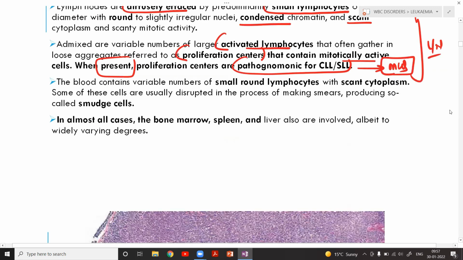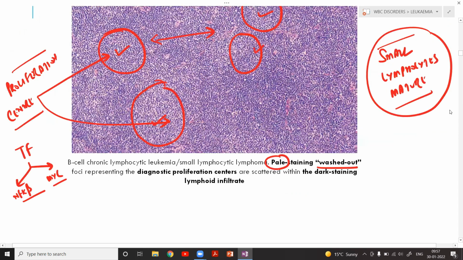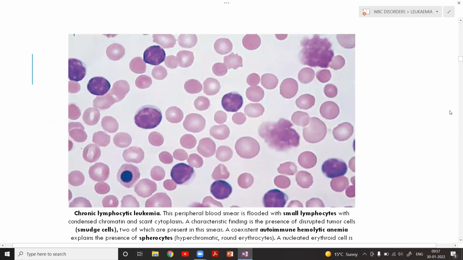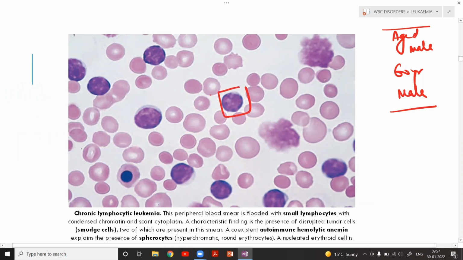Now, this is all about what is present in the lymph node. Let us see what happens when they involve the blood. So can you appreciate these cells? An aged male, approximately 60 years old, is going to present with signs and symptoms of anemia, like fatigue. All these signs and symptoms will be there, and this is how they might present. So in the blood, can you appreciate these cells? What are these cells?